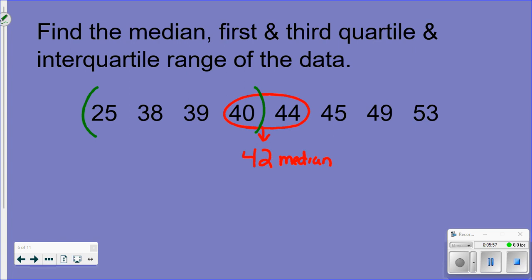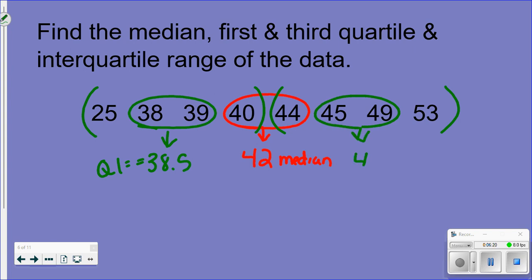Even though I already used 40 in it, that's not my true median. So I'm going to use this whole set of four numbers to find my quartile 1. So I'm going to use these two. Okay, so that's going to be 38.5. That's quartile 1. And then I'm going to use, let's see, this. And I believe this is going to be 47 for quartile 3. So now I'm just going to subtract the two. 47 minus 38.5. And my interquartile range is 8.5.